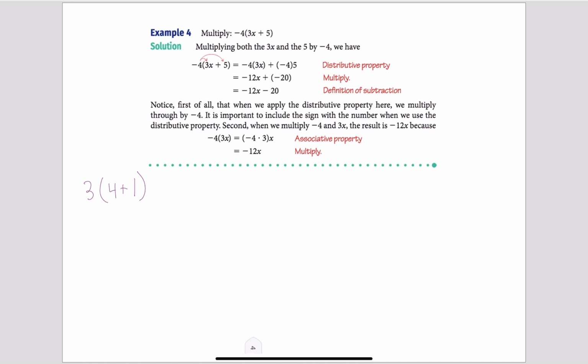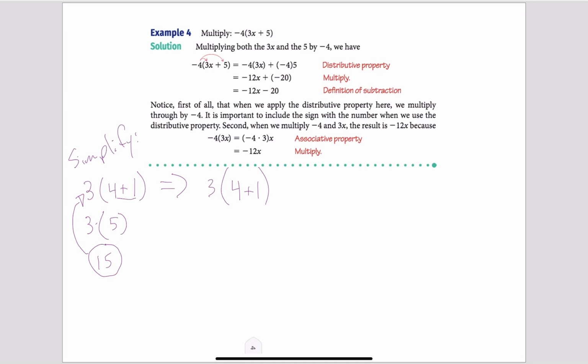If we're asked to simplify, then we'd want to do the work inside parentheses first. 4 plus 1 is 5. And then multiplication is the only thing left, so 3 times 5 is 15. So 15 is the simplified version of this. Now, what's interesting, though, is that I don't have to simplify inside the parentheses in order to get the right answer.